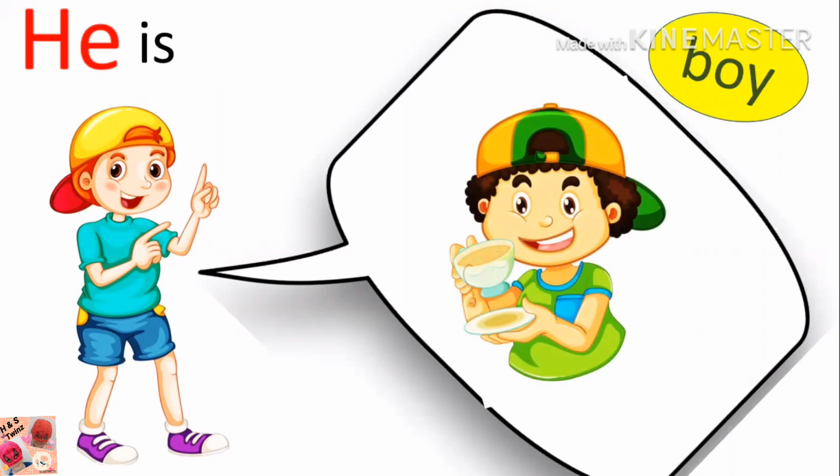Another example. What is he doing? This boy, what is he doing? He is drinking. When I talk about a boy, I say he. He is for boy. Very good. He is drinking. So we use he when I talk about a boy.